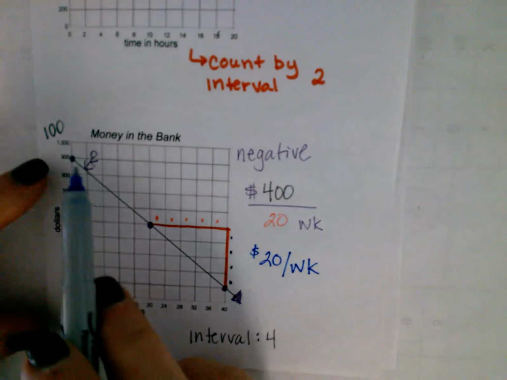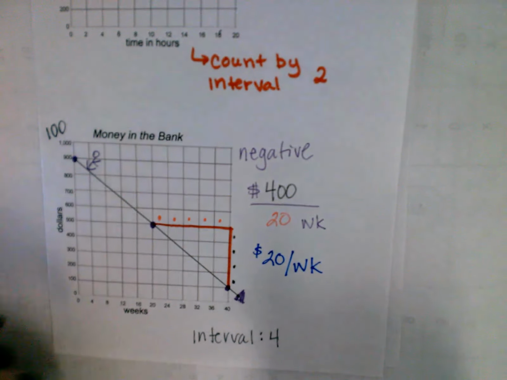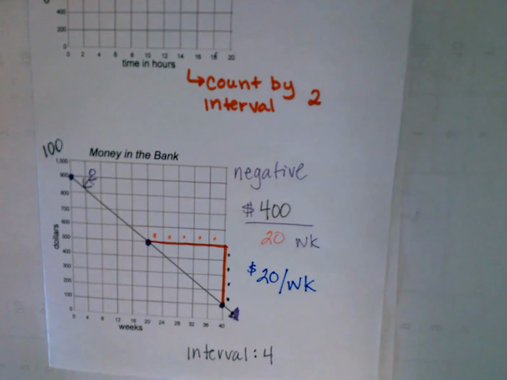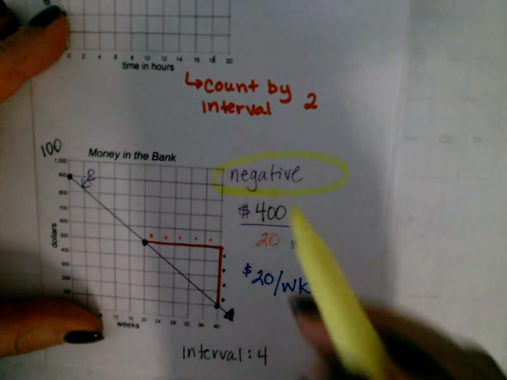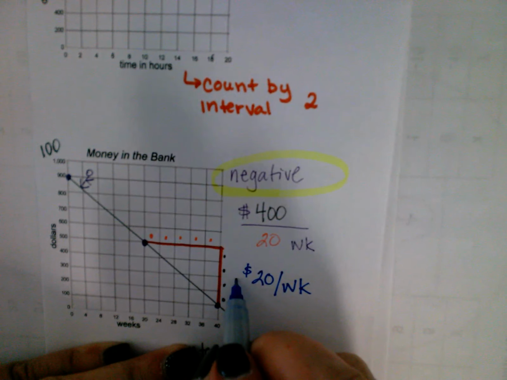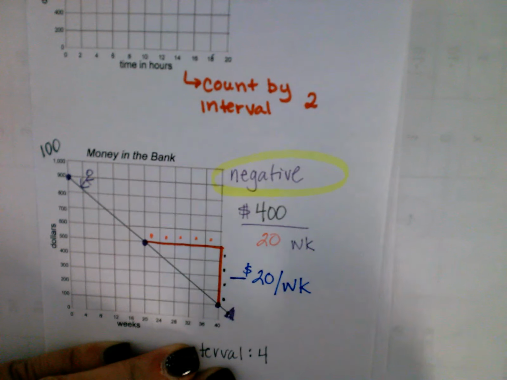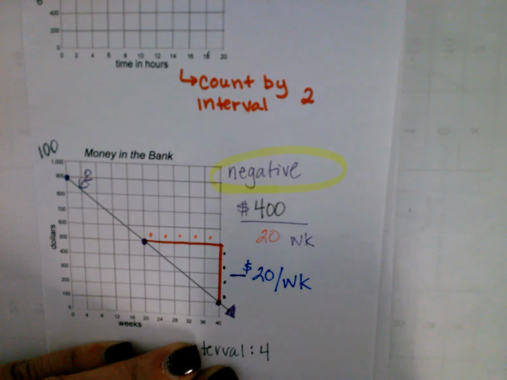Is this person's money increasing over time or is it decreasing? And remember what we said earlier, our answer has to be negative. So therefore, I need to include the negative sign. That shows the reader of the graph we're spending $20 per week.